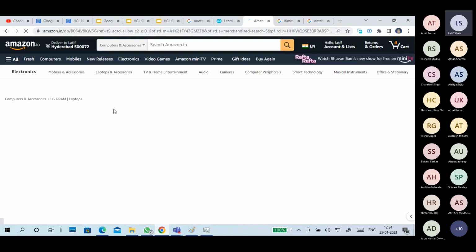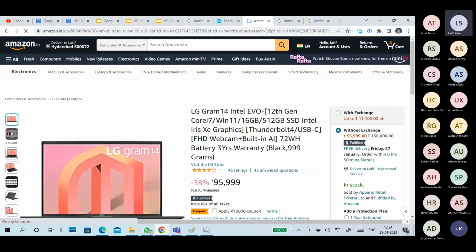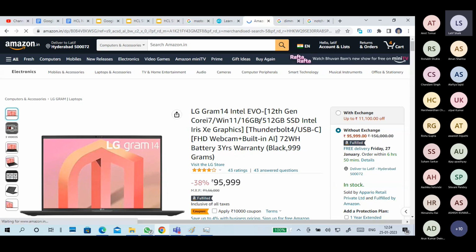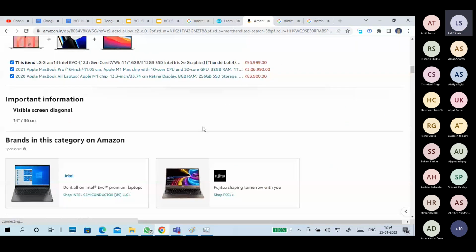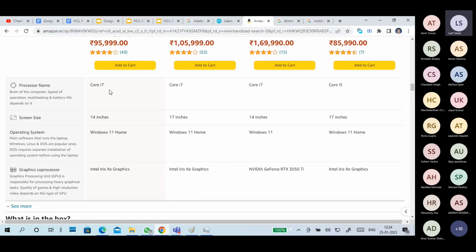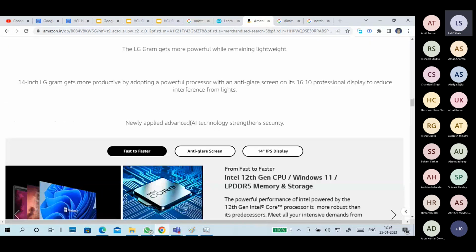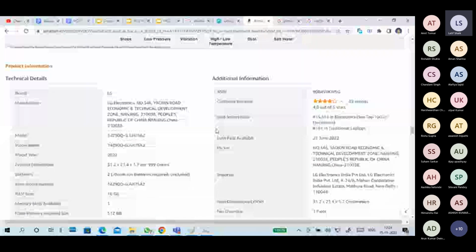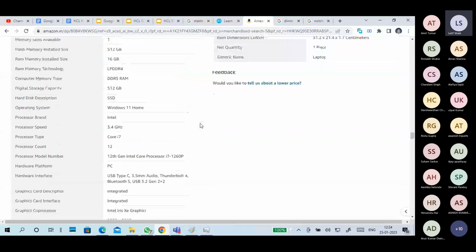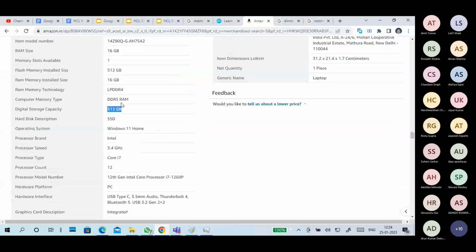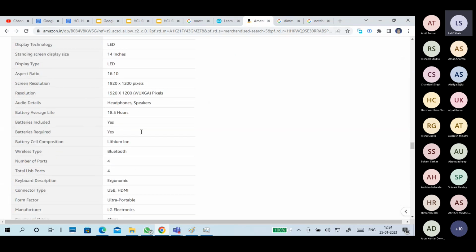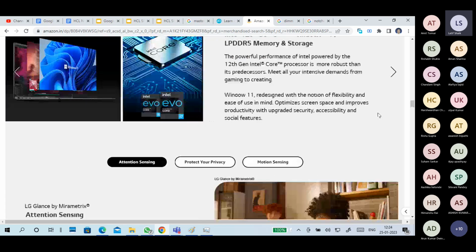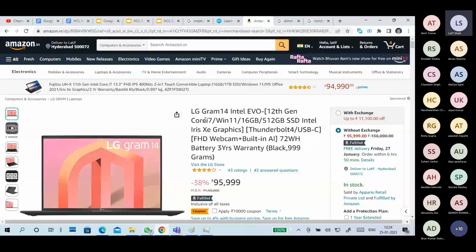So this is an LG laptop. It already has 16 GB RAM. How much RAM will it support? You have to go through the specifications. Somewhere it shows the maximum RAM supported. If you get a doubt in that, better go to which processor it is.